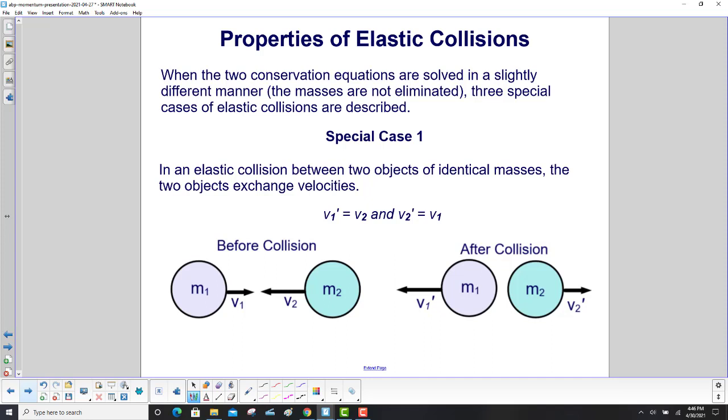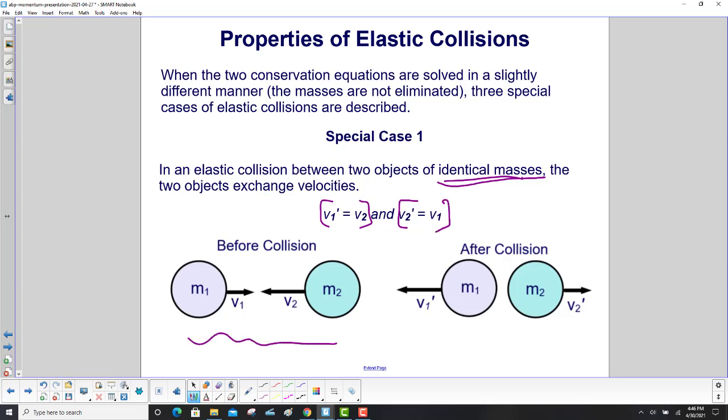Three special cases of elastic collisions can be described. Special case 1: in an elastic collision between two objects of identical masses, the two objects exchange velocities. So v1 prime will equal the initial velocity v2, and v2 prime, the velocity of object 2 after the collision, equals the initial velocity of v1.